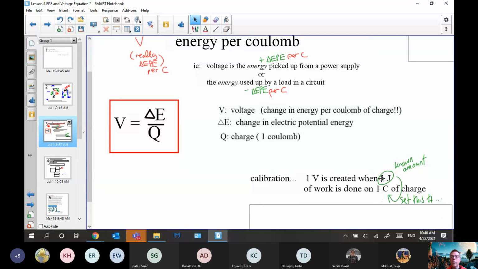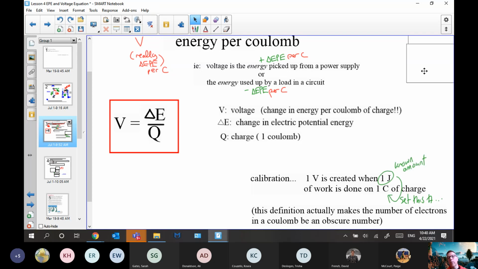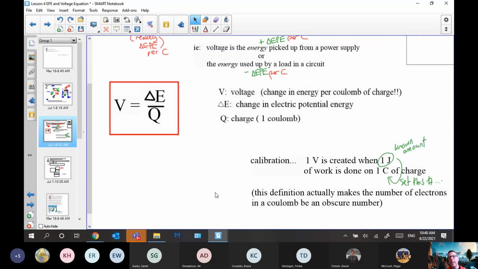So that 1 joule was sort of a known amount, and then the coulomb was determined by the number of electrons that flow when 1 amp flows for 1 second, and so on, right? But this definition makes the number of coulombs kind of obscure, because the joule was known. Does that make sense? It's not that critical anyways.